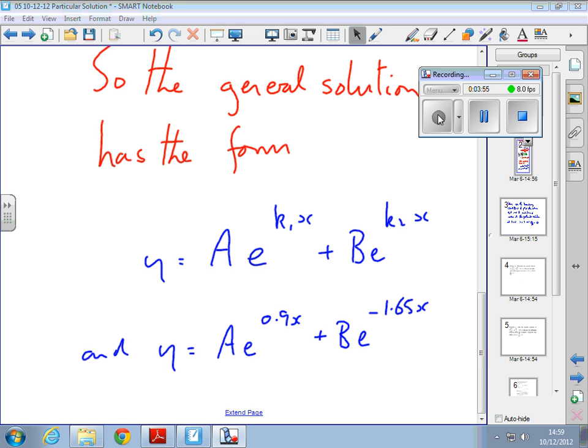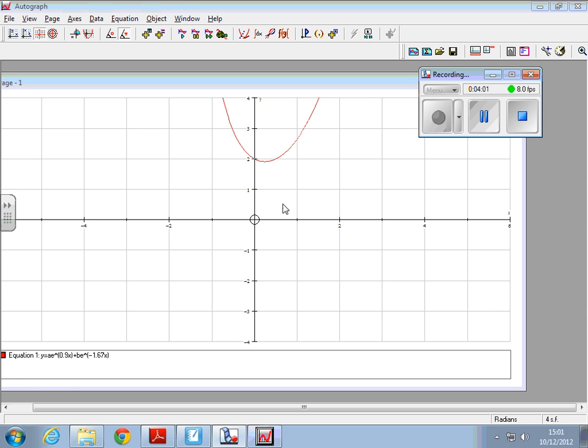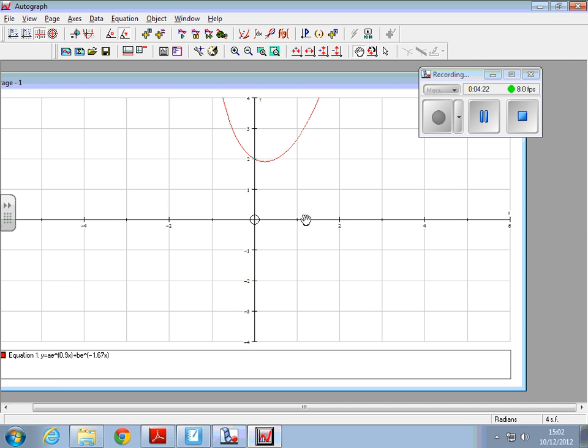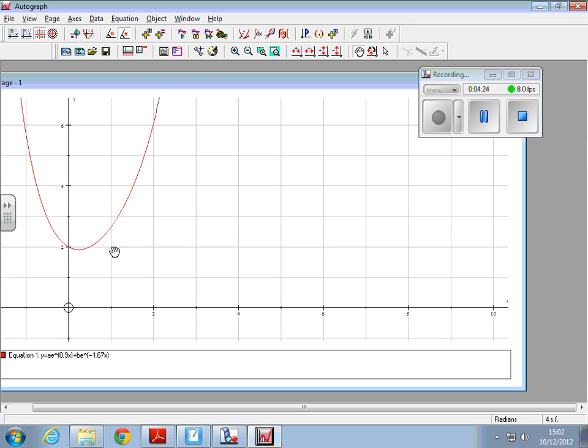Now all we've got to do is find our values for a and b. So typing this into Autograph, y equals a e to the 0.9x plus b e to the minus 1.67x, here is the function. This is our start point, remember. We're not interested in anything that happens to the left-hand side of 0. So we can drag the whole thing across, if I just pull this over here. We're only interested in this bit, really.